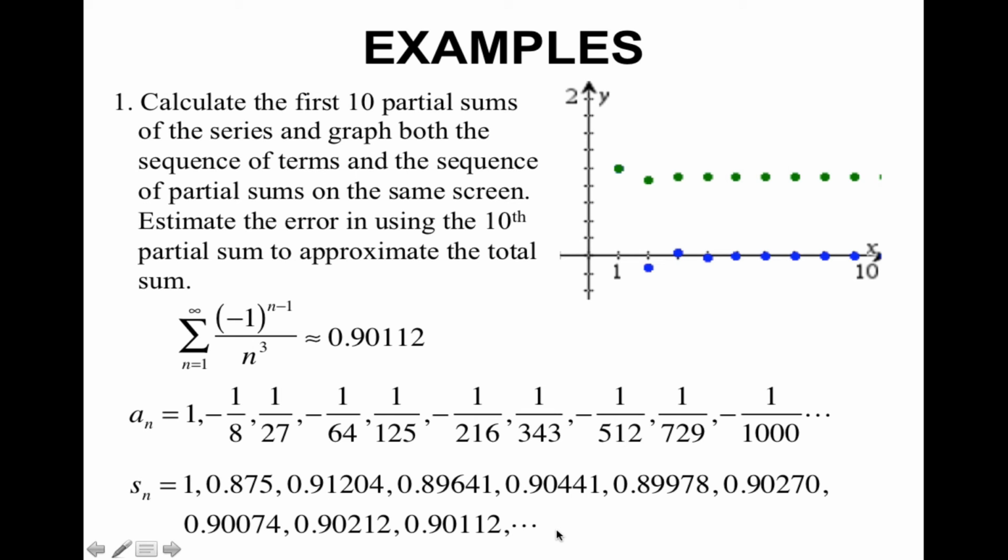So basically I would then say that this sum is approximately 0.90112. And in reality, I don't even need to put the 112. I know it's going to be at least 0.90 something.